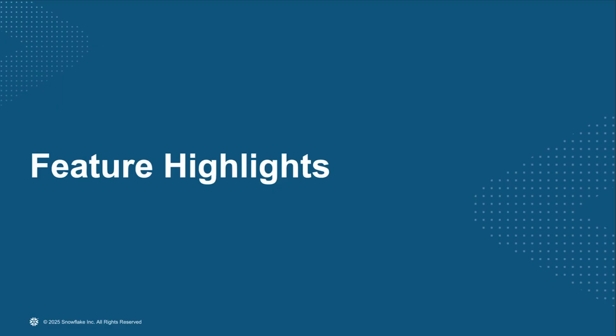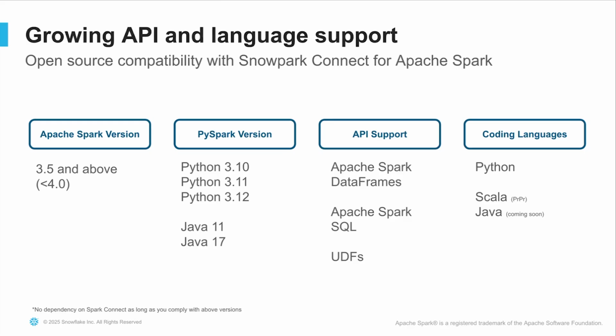Let's talk a little bit about the feature highlights. Where do we stand in terms of our API and language support? Today, in order to use Snowpark Connect, you need to be on Spark version 3.5, because that's where Spark Connect on the Apache Spark side went GA, and it's much more stable with 3.5. Anything below, you will need to upgrade to 3.5. We do not support 4.0; it's on our roadmap. In terms of other dependencies, you need to be on Python 3.10, 3.11, or 3.12. And from a Java perspective, you could be on Java 11, 17, or 21.